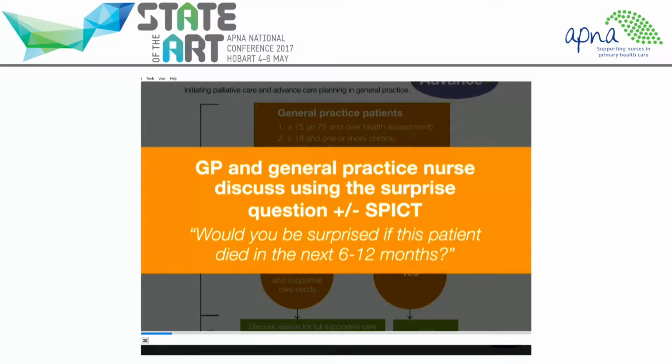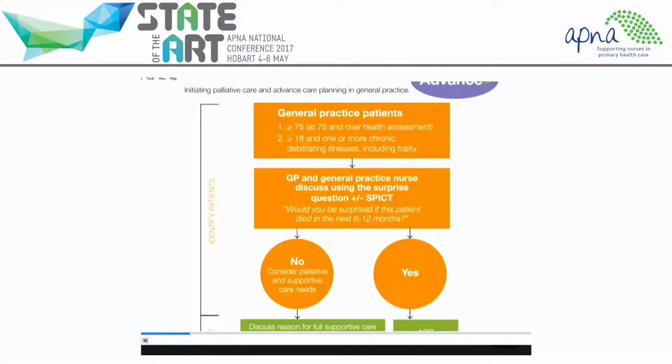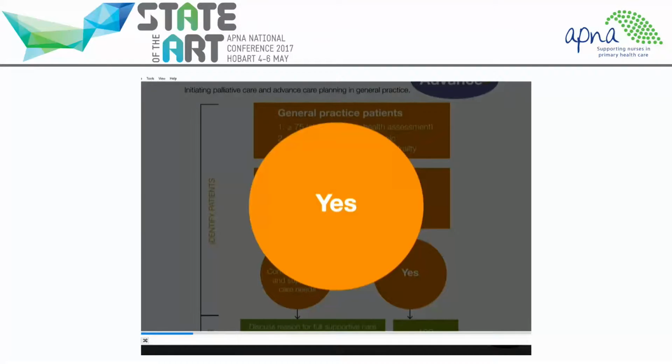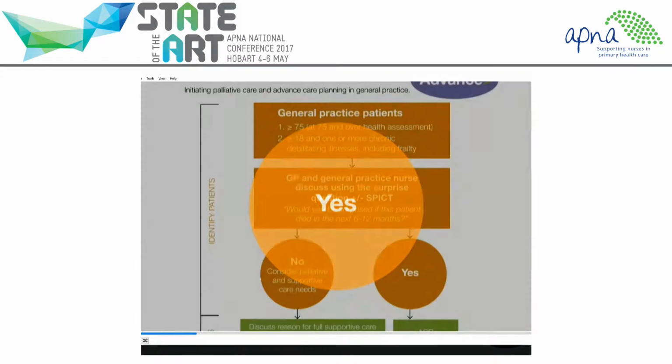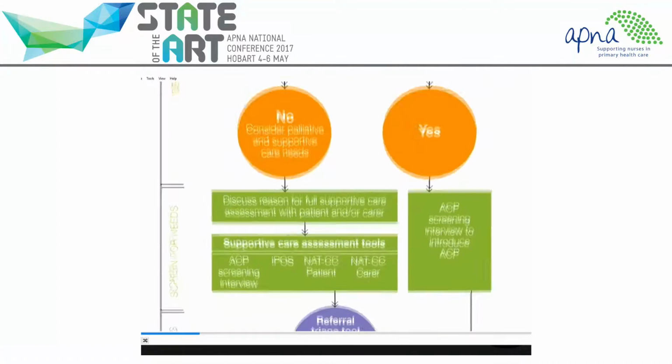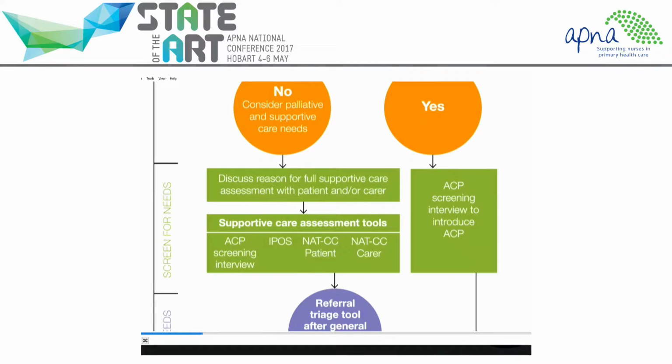Consider the surprise question first. Would you be surprised if this patient died in the next 6 to 12 months? You can ask yourself this question, or you can discuss it with the GP. If the answer to the surprise question is yes, then these patients don't need a full supportive care assessment at this stage.